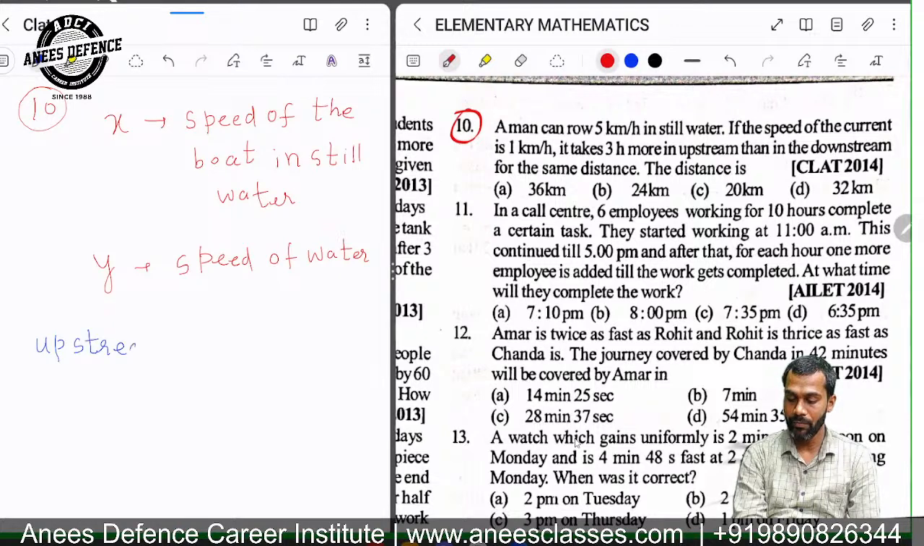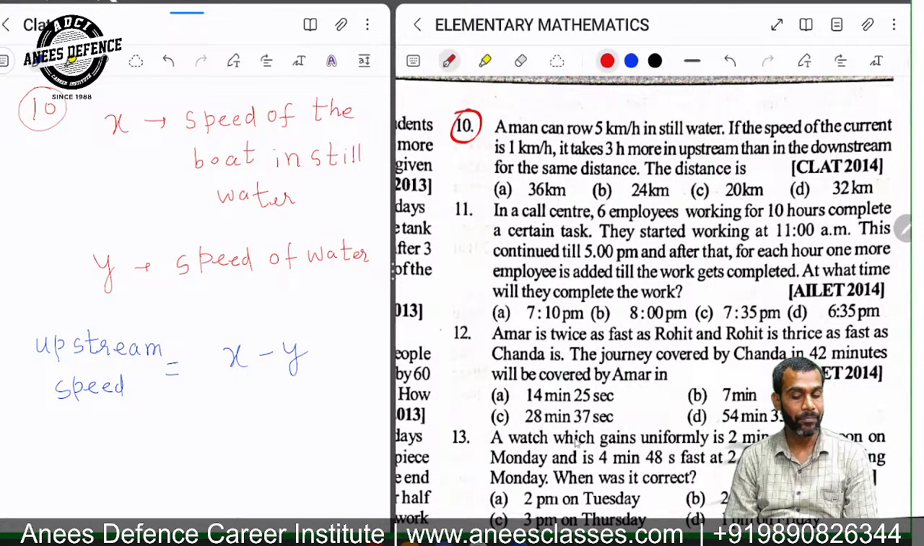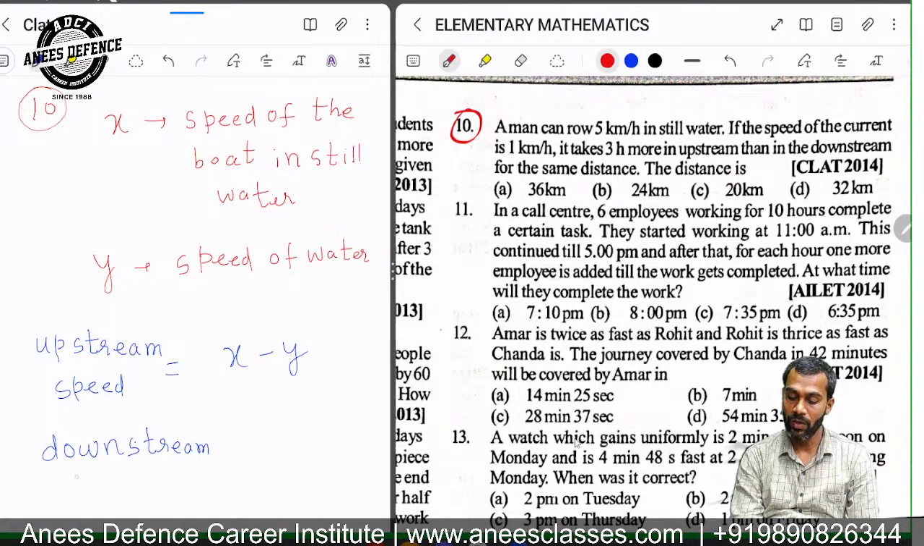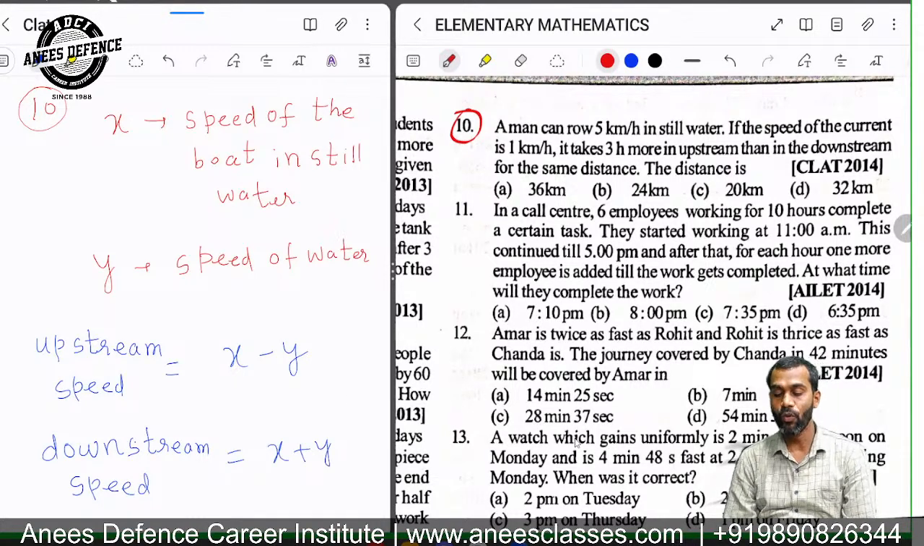Yes, upstream speed would be, tell me, overall speed. It would be x minus y. Yes or no? What is downstream speed? With the flow. So downstream means, tell me, Purva, what is downstream speed? X plus y. With the flow means x plus y.